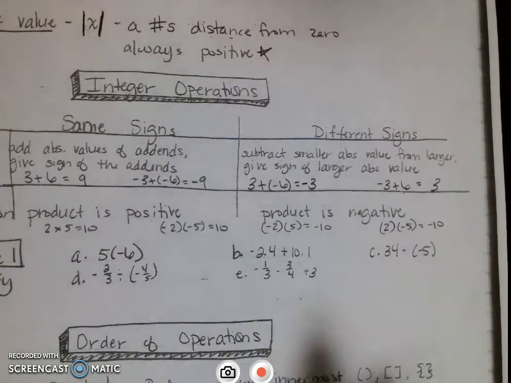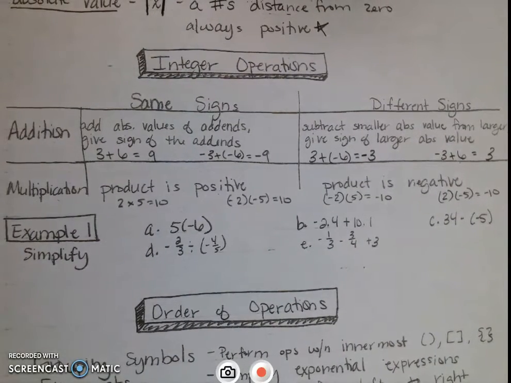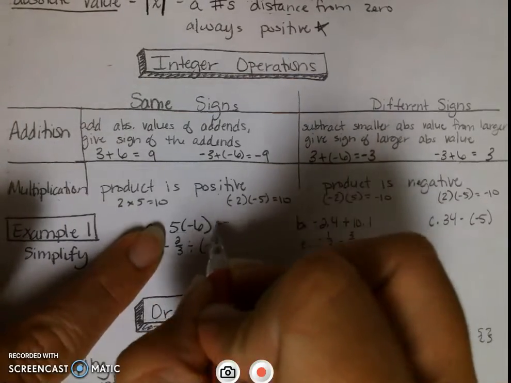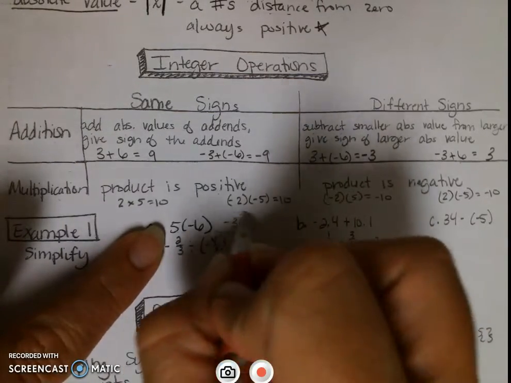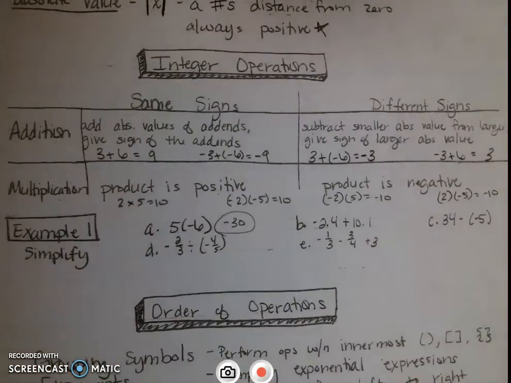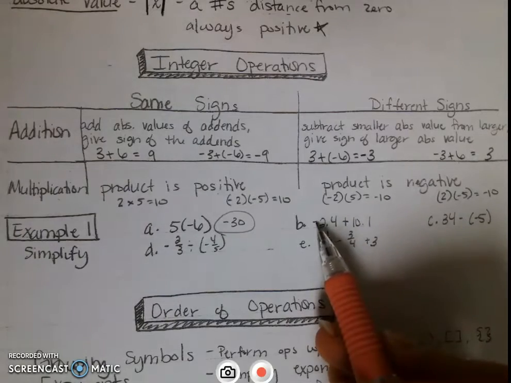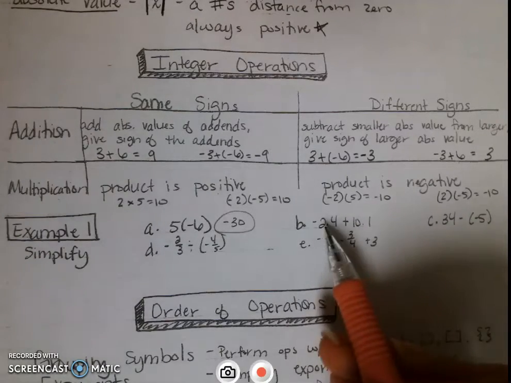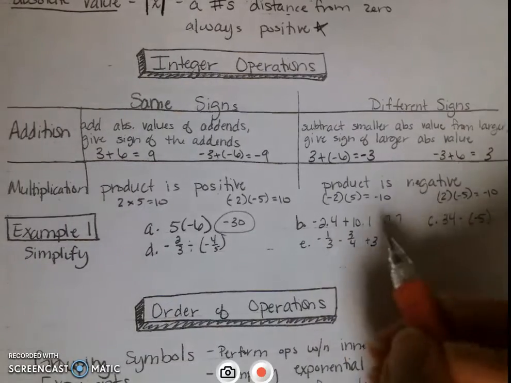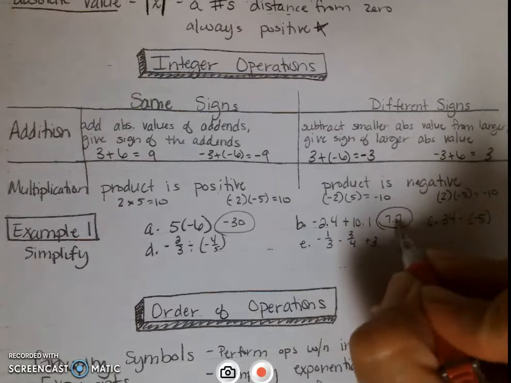Let's look at example 1 and actually do some of these. How about A: 5 times negative 6. We have a positive times a negative, so it's going to be a negative. 5 times 6 is 30. We'll circle the answers there. B: negative 2.4 plus 10.1. We have different signs, so we find their difference. That's 7.7. And 10.1 has the larger absolute value, so it stays positive. The answer is 7.7.